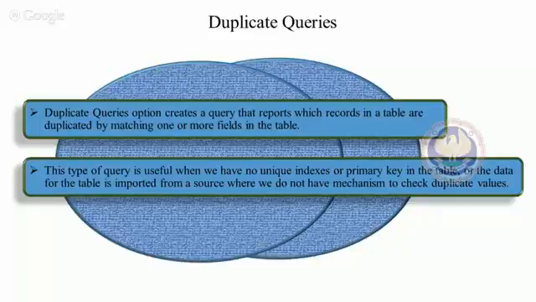Yes, we have to keep in mind that when we look at records with duplicate keys, it is definitely not a primary key table, because in a primary key table you would not have duplicate values for that particular column. Otherwise, this data is imported from a source where we do not have a mechanism to check duplicate values. Wherever we have duplicate values, they could be checked through the duplicate queries.